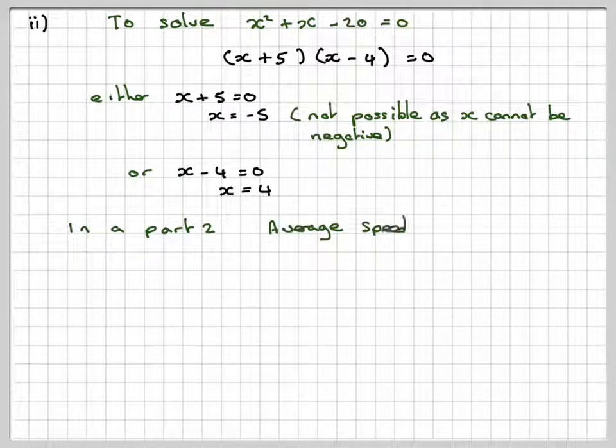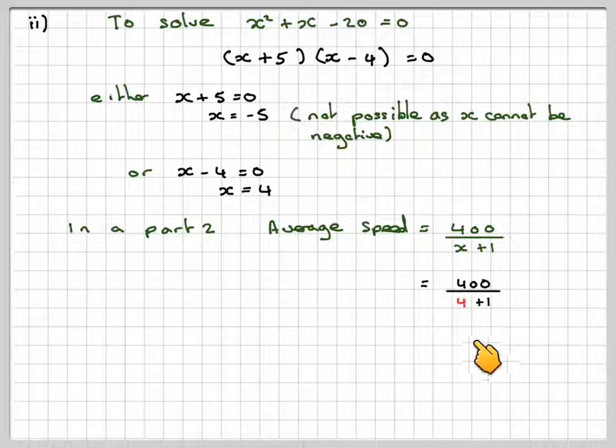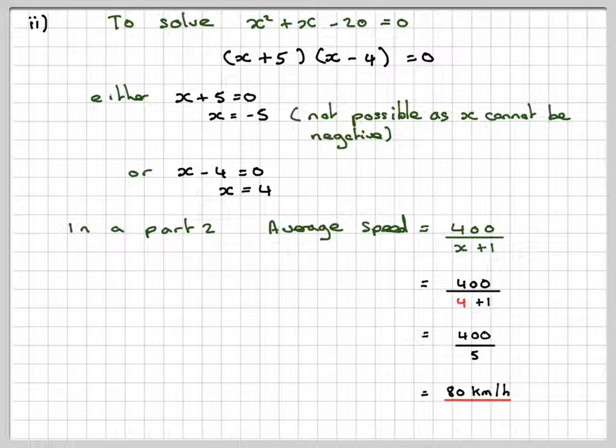So in part 2a, the average speed was 400 over x plus 1. So we now need to do 400 divided by 4 plus 1. 400 divided by 5, 5 goes into 40 eight times, and then this is 0 because 400, so the average speed would have been 80 kilometers per hour.